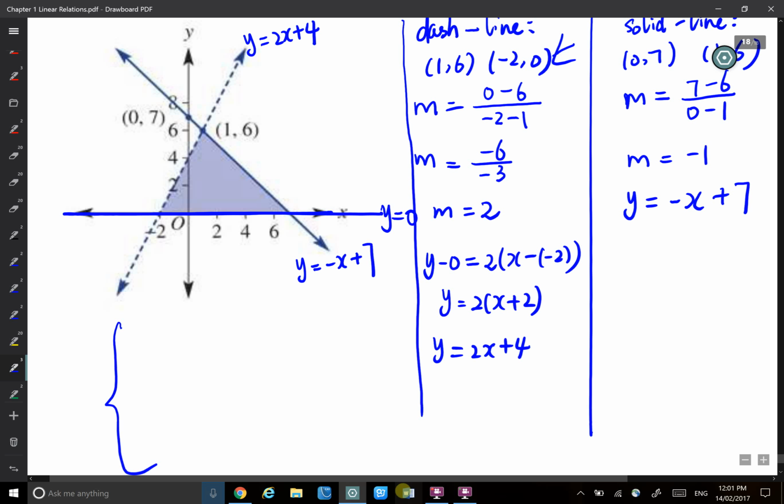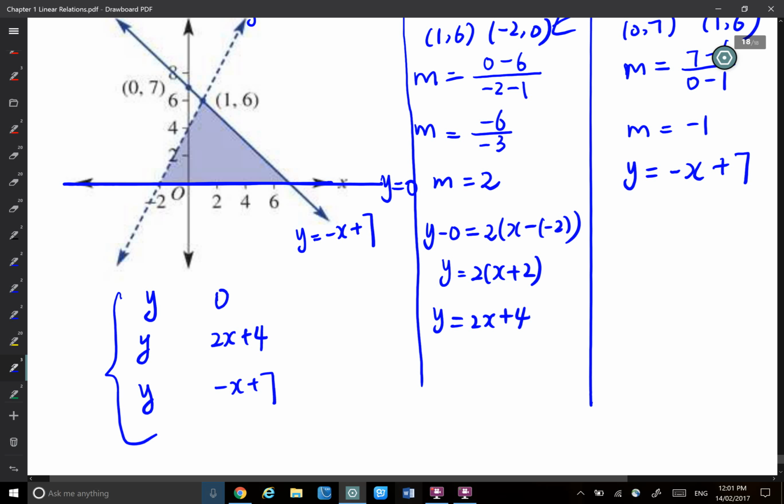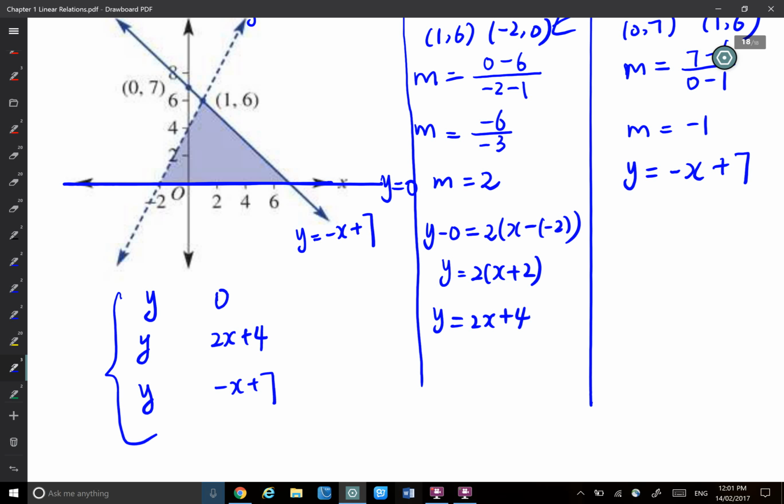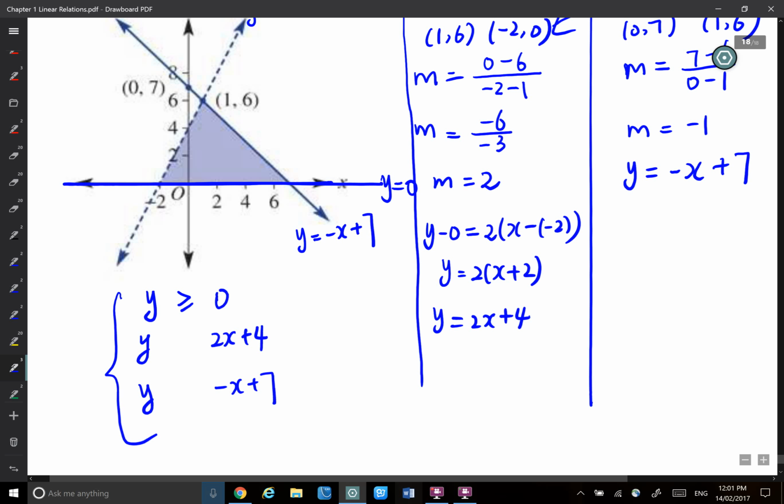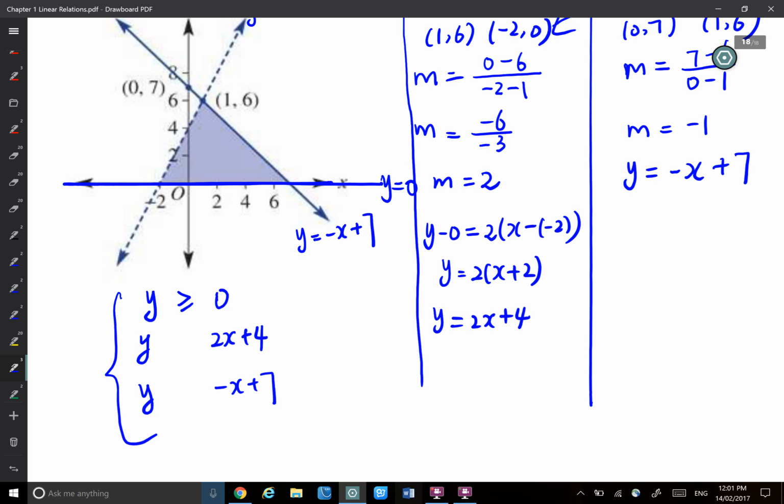The first one is y with a relationship to 0. The second one will be y with a relationship to 2x plus 4. And the last one will be y and minus x plus 7. The thing I need to look at is where the shaded area is, below or above. Let's think about y equals 0. Is the shaded region above 0 or below 0? Above. If it's above, I need to have greater than or equal to, otherwise you cannot have a region like that. The region is above that line, and it's a solid line, so y is greater than or equal to 0.